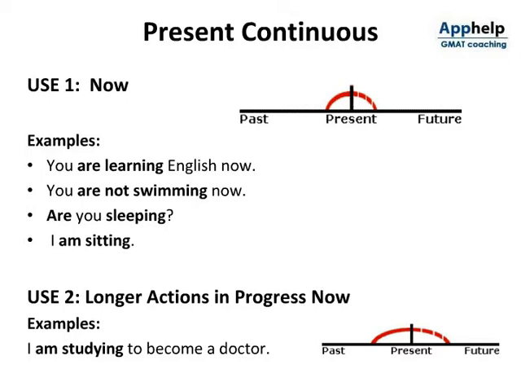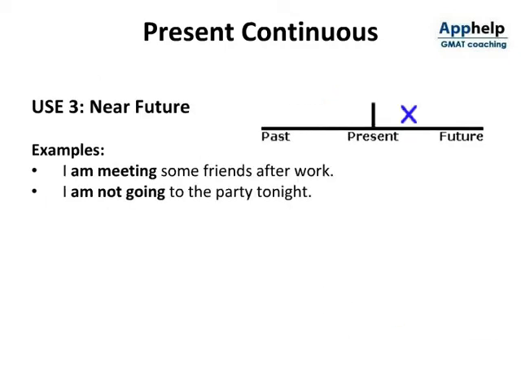Use 2 to describe longer actions in progress now. For example, I am studying to become a doctor. Use 3. Present continuous can also be used to describe something happening in the near future. For example, I am meeting some friends after work. I am not going to the party tonight.